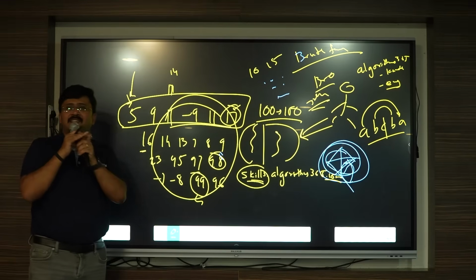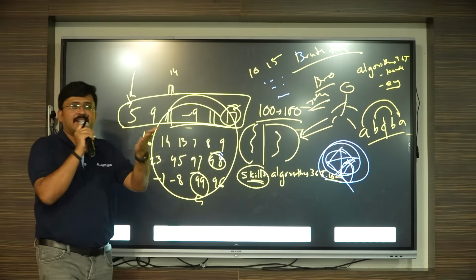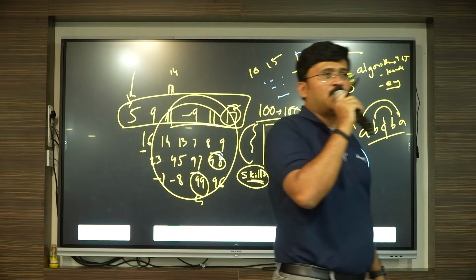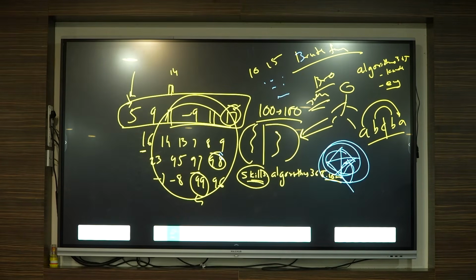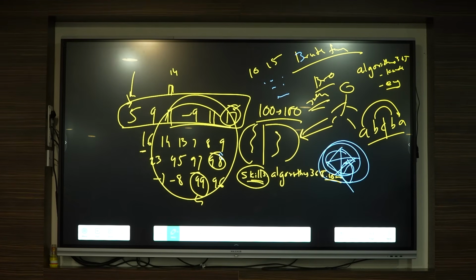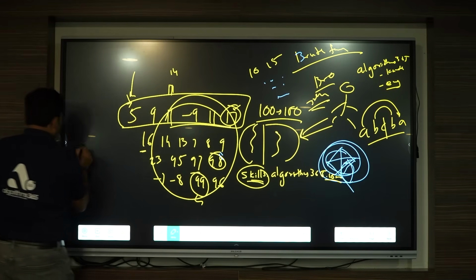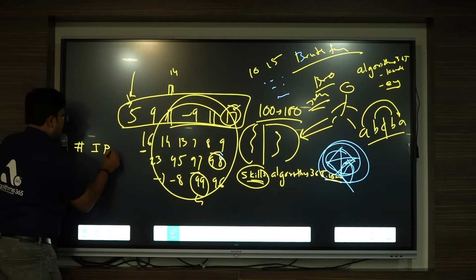Just a quick refresher: the third umpire technique. What is the third umpire technique? Can anybody summarize it in your own words? What is the first step? Increase the input volume, increase the sample volume. That's the first step. So I'll write it so that you don't forget it: increase the input size.